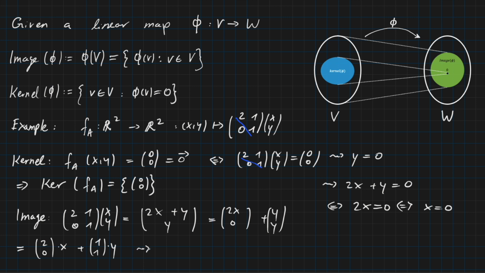We can conclude that the image of f_A has dimension 2. And from this it follows that the image of f_A must be exactly R2.